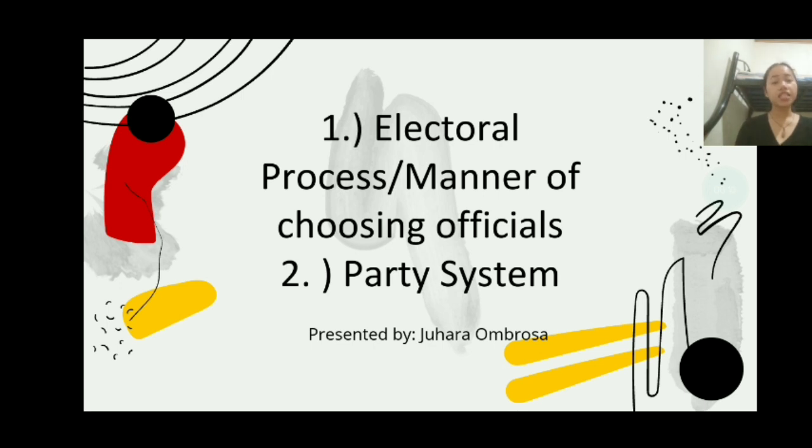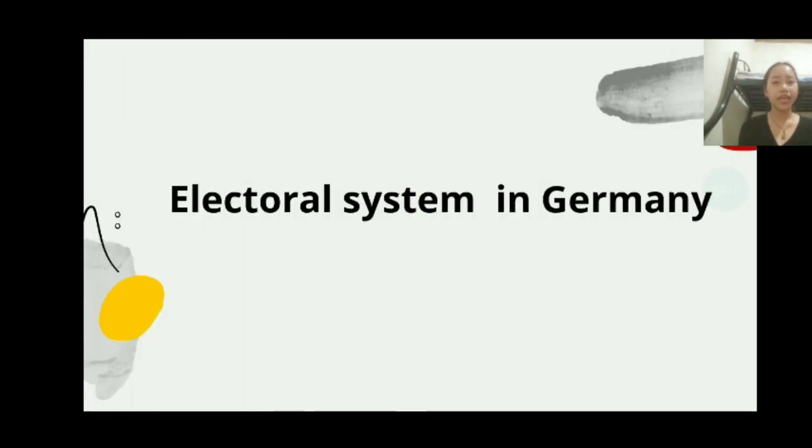Germany. And at this point in time, we're going to focus on two things: first, the electoral process, or the manner of choosing officials, and second, the party system of the Federal Republic of Germany. So, without further ado, let us begin.